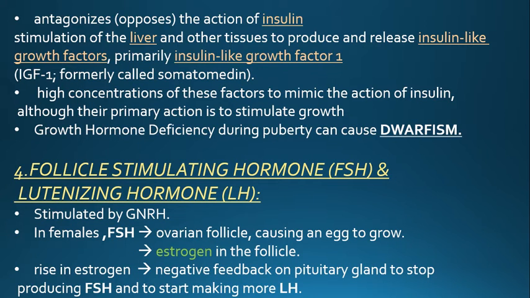Follicle stimulating hormone and luteinizing hormone. These are the hormones stimulated by gonadotropin releasing hormone. What it does in females is that FSH causes growth of the ovarian follicle within the ovaries, and it also causes the follicles to release estrogen. Estrogen produces a negative feedback on the pituitary gland, saying you are producing too much FSH and the work of FSH is done, so stop producing FSH and start releasing LH.